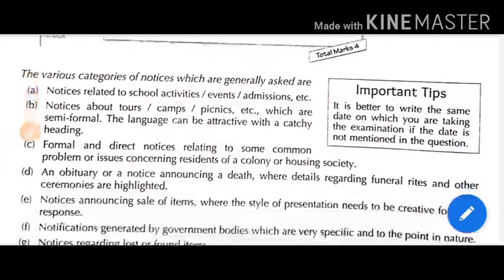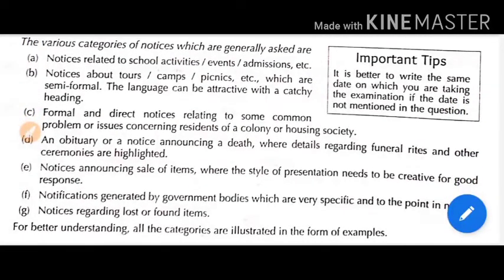There are some important points we have to read. Okay, I'm just reading it out, or you can read. Important point tips: it is better to write the same date on which you are taking the examination if the date is not mentioned in the question. Okay, the various categories of notice which are generally asked are notices related to school activities, events, admissions, etc. Notices about tours, camps, picnics, etc., which are semi-formal.